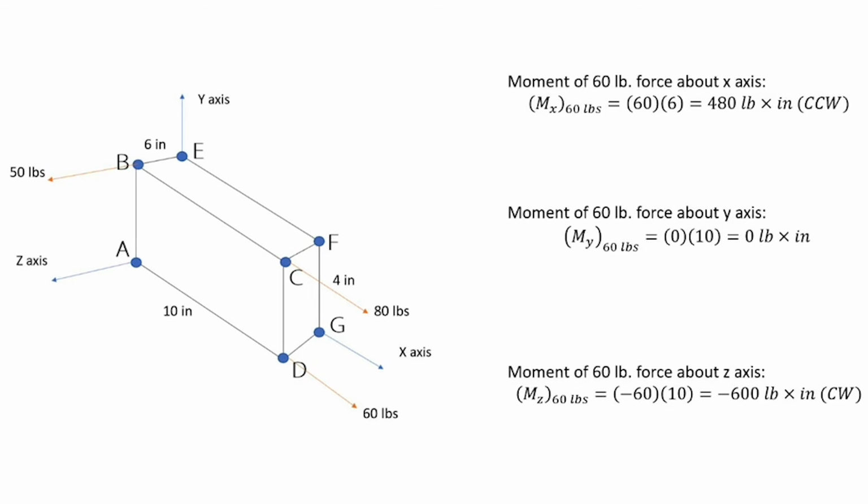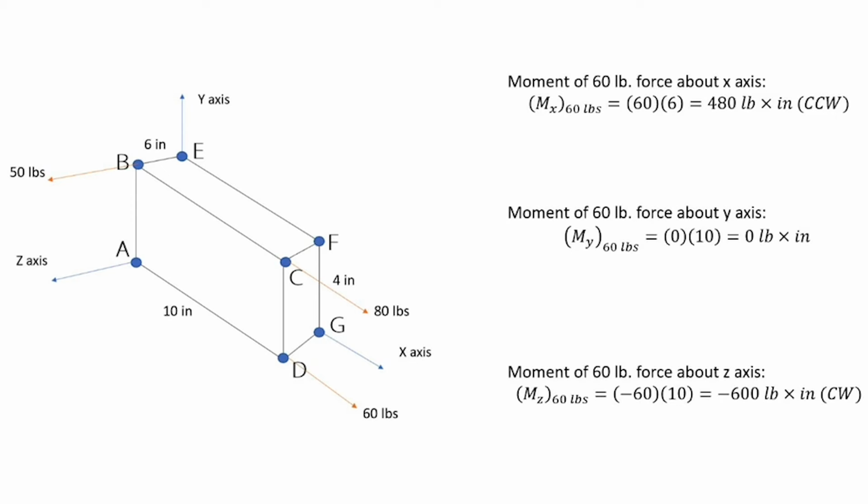Okay, so finally, we're going to look at that last 60-pound force that we have acting on the box. It's the same thing here. We're going to do that 60-pound force times the distance from the x-axis. So that is 6 inches. So 60 times 6, 360 pound-inches. Again, these are positive values, so we're going to go with counterclockwise.